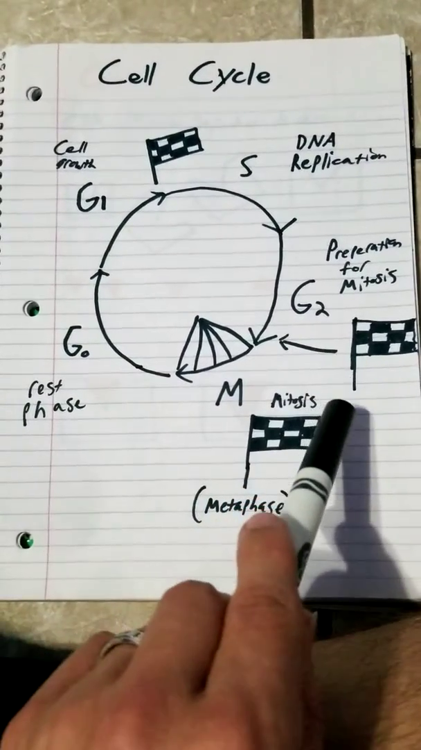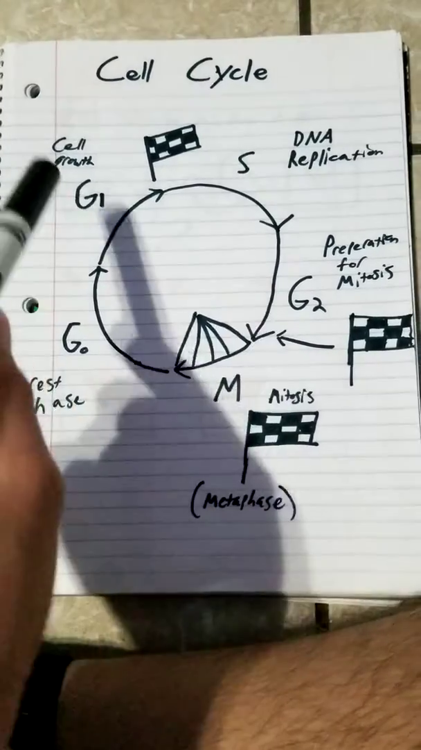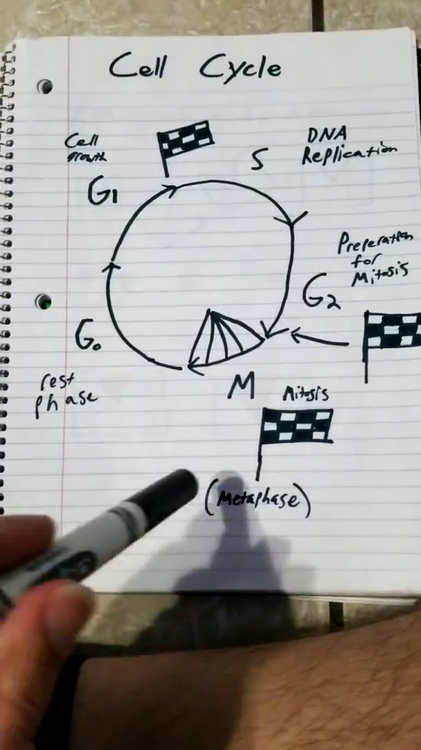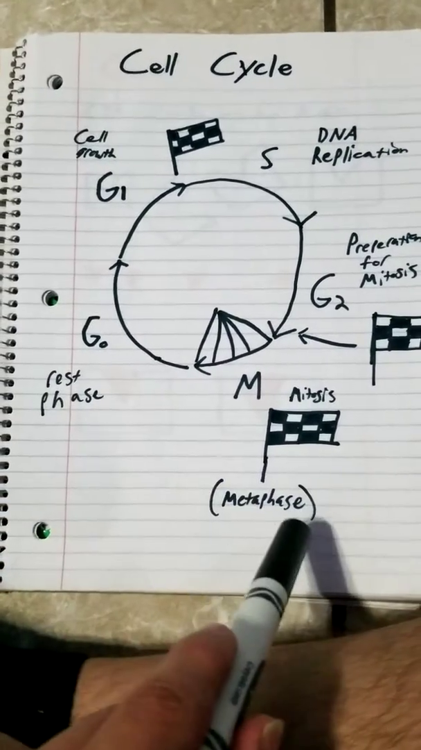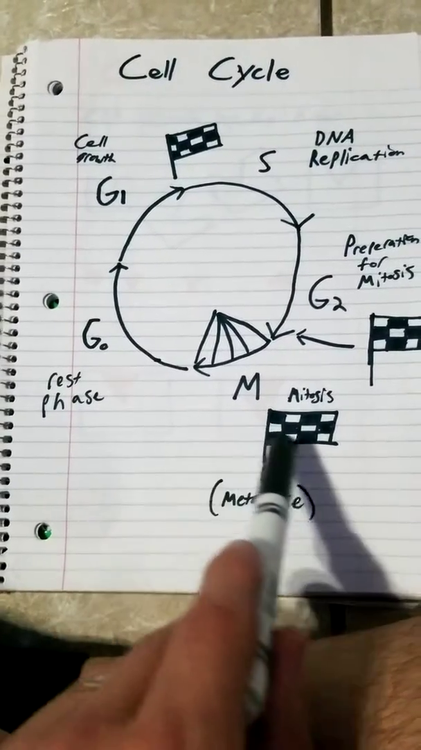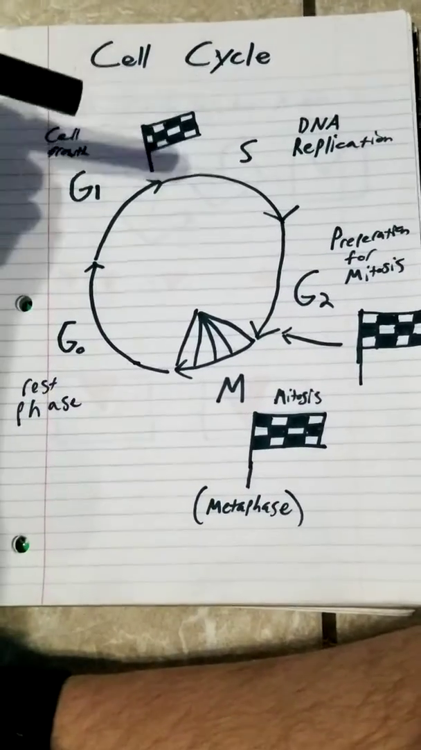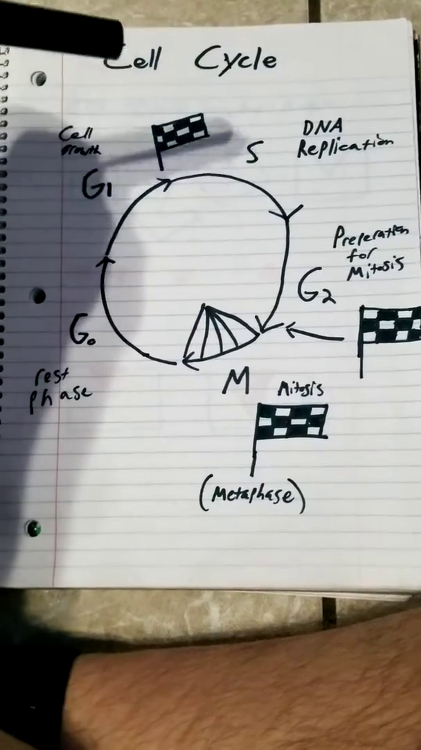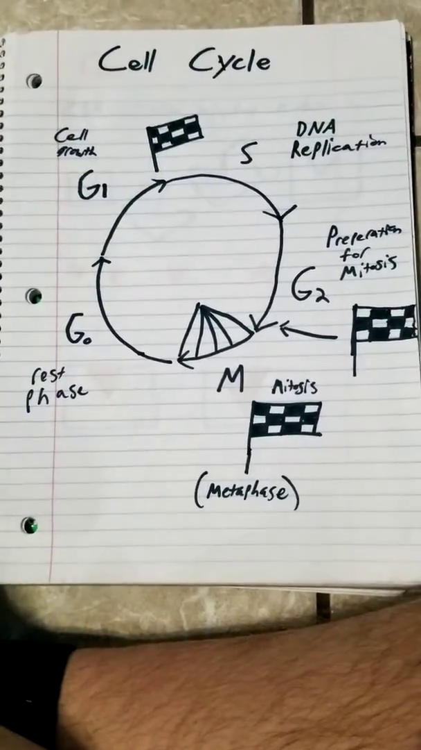We've got a G2 checkpoint, which is making sure G1, S, and G2 all went properly, especially the DNA replication part. And then we have a third checkpoint during our M phase, during metaphase, which I'll tell you about later, making sure that all the chromosomes are going to be aligned properly. So, what do these checkpoints actually mean biologically? How do we tell that a cell is going through this process properly?